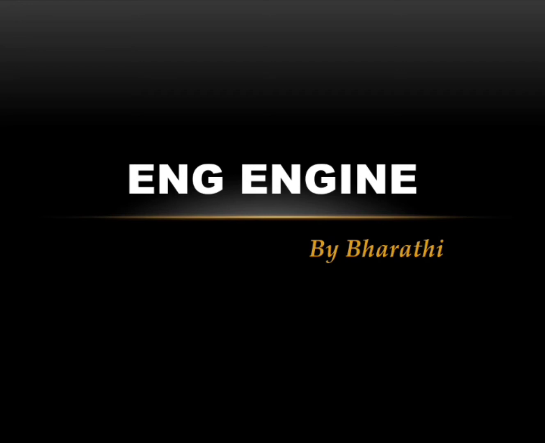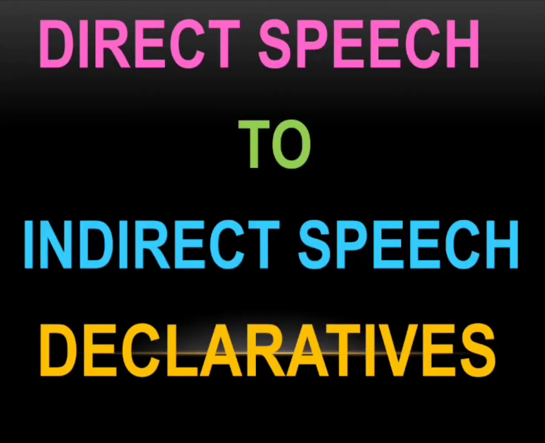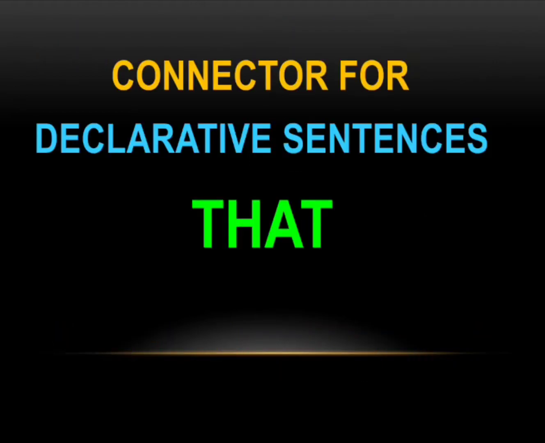Now let's get into the topic. Let us learn how to change direct speech to indirect speech in declarative sentences using all tenses. We should remember the connector for the declarative sentence is that. The connector for the declarative sentence is that.